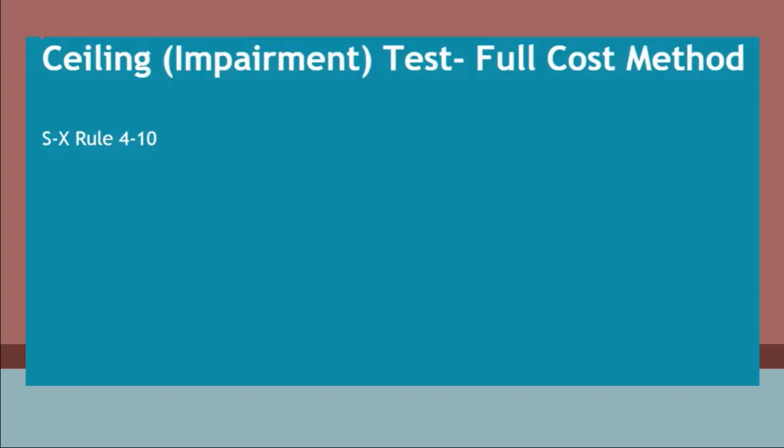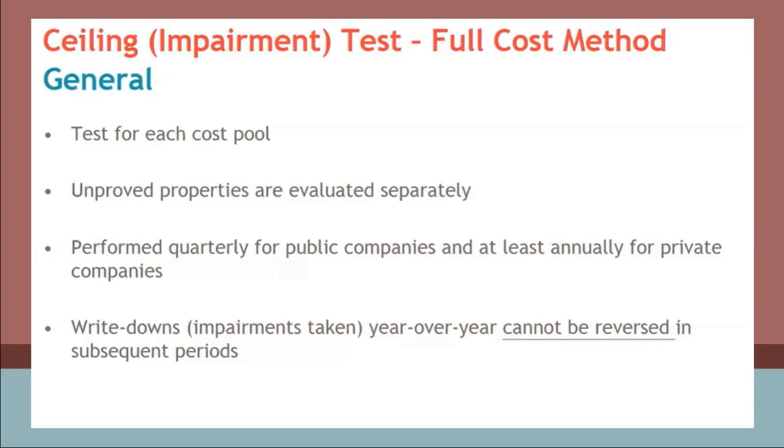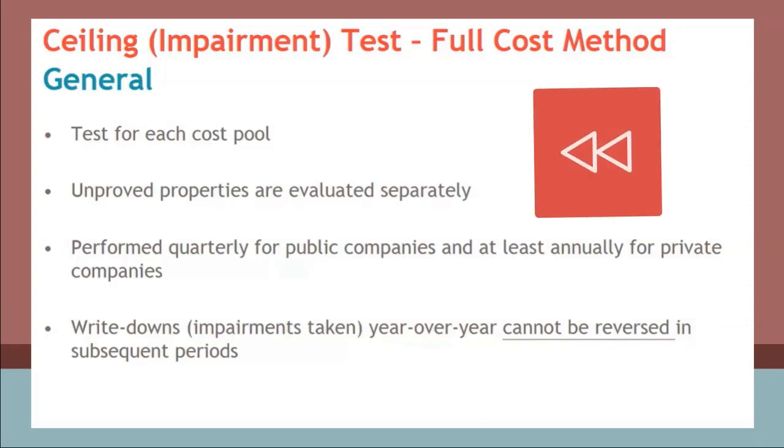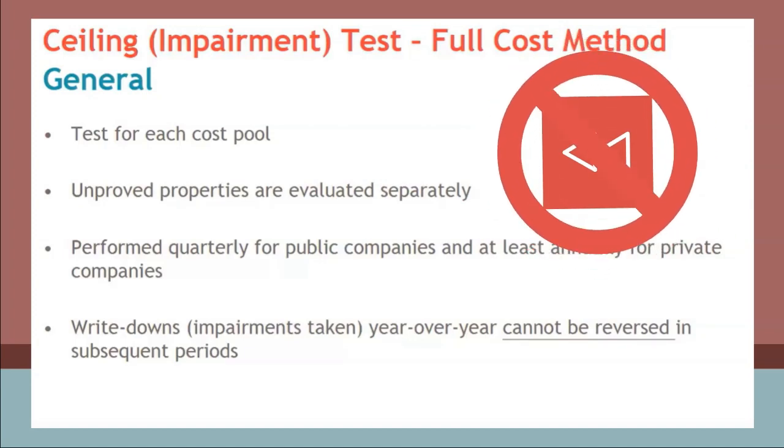All right, ceiling impairment test for full cost method. So general points, you test them for each cost pool. Again, cost pool is set by the country, your cost center. So all of these are piled together and you're testing them and assessing them for impairment as one. Unproved properties are evaluated separately. Take them out. They're not considered here. Performed quarterly for public companies and at least annually for private. Common theme. Important note, any write-downs or impairments taken year over year cannot be reversed in subsequent periods. So if they took an impairment in 2020 when things went crazy, they're stuck with it. You cannot reverse it. It's on your balance sheet.